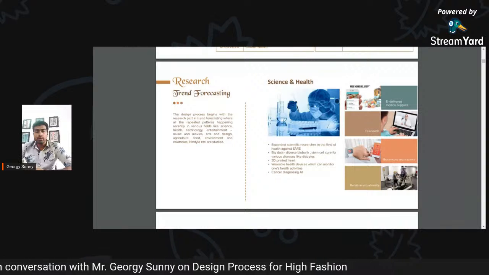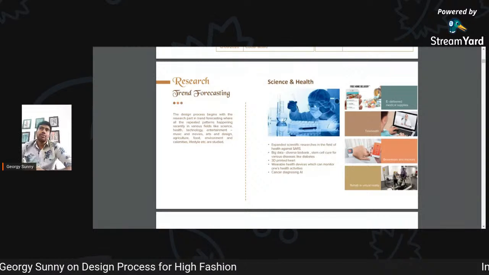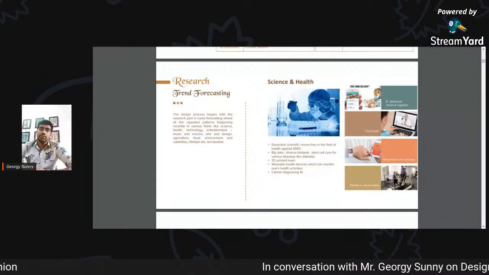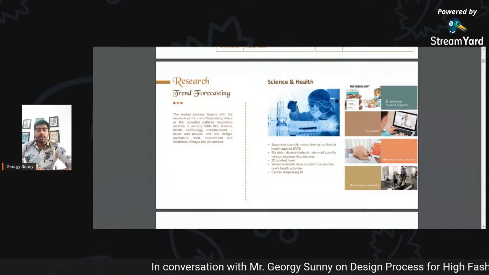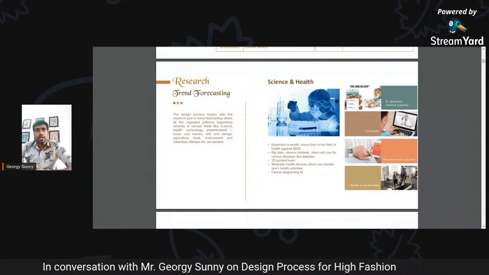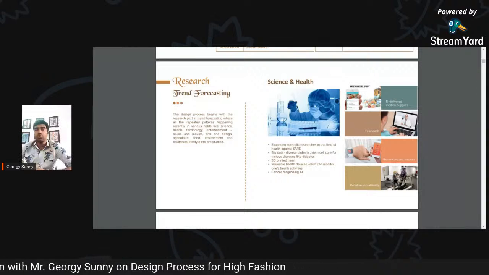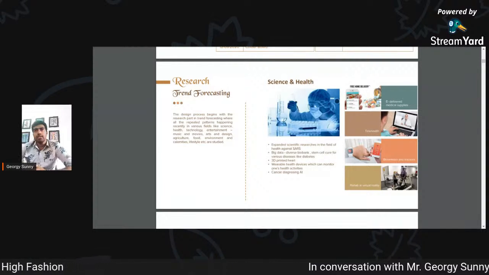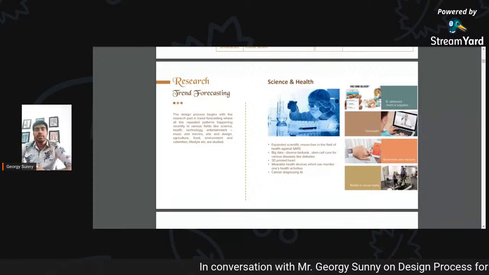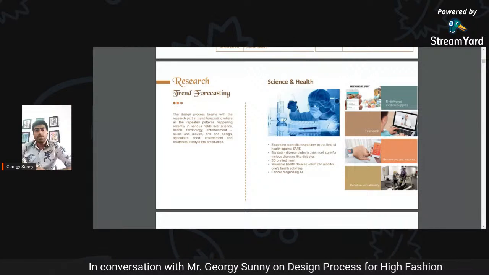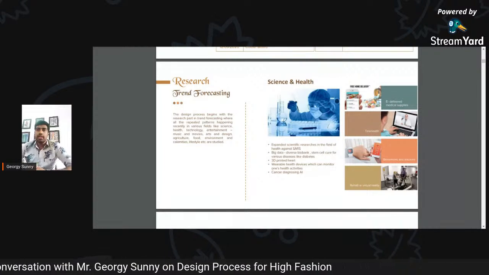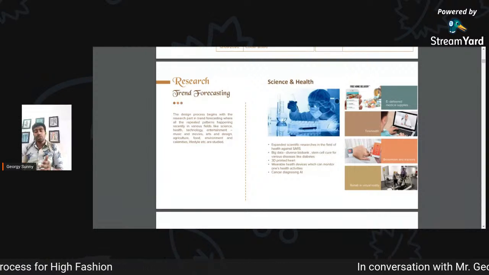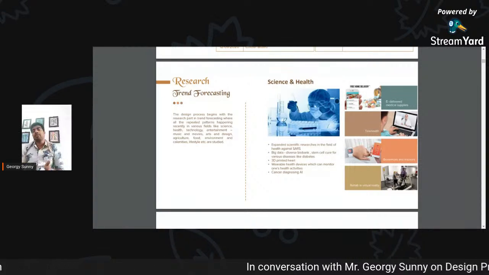So the way we identify the trend to start our collection, especially for high fashion, is that we need in-depth research about what's happening in science, art, agriculture and technology. As a student or a researcher, you need to have very good knowledge of every year. If you're going to predict the trend for the next year, you need to have a very clear idea of what is happening in the current time.